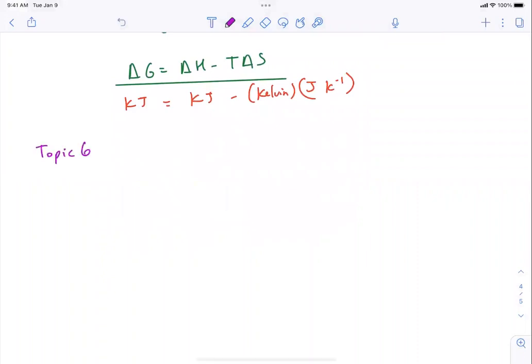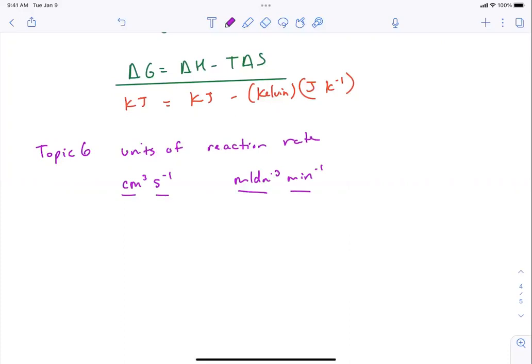Topic 6, back to SL material, rate of reaction, things like that. Just be mindful of the units of reaction rate. There are a lot of different units of reaction rate depending on what you're measuring. Maybe it's centimeters cubed per second, or maybe it's molarity per minute. Really pay attention to what the units of your rate are in your graph.